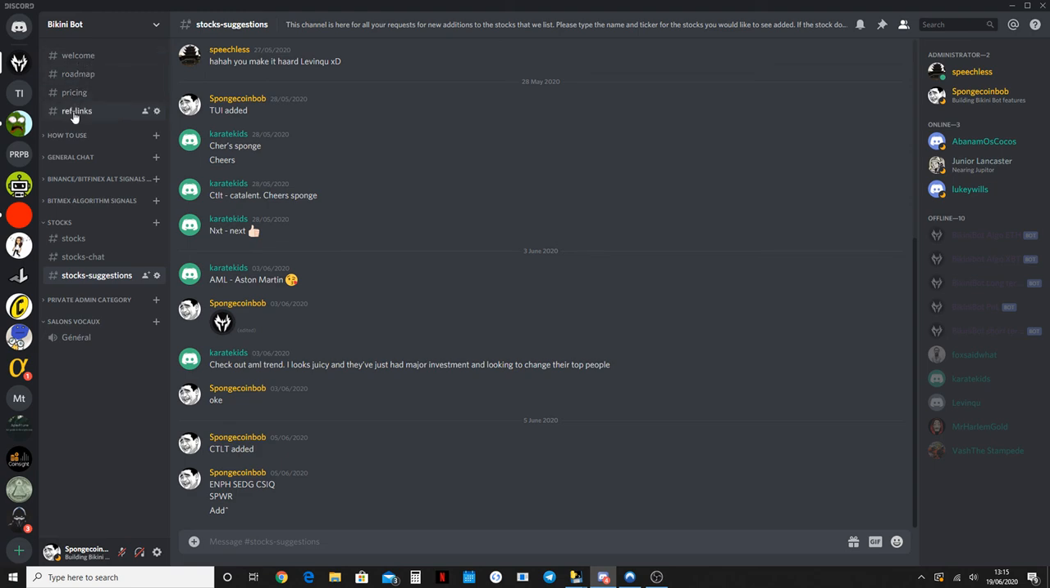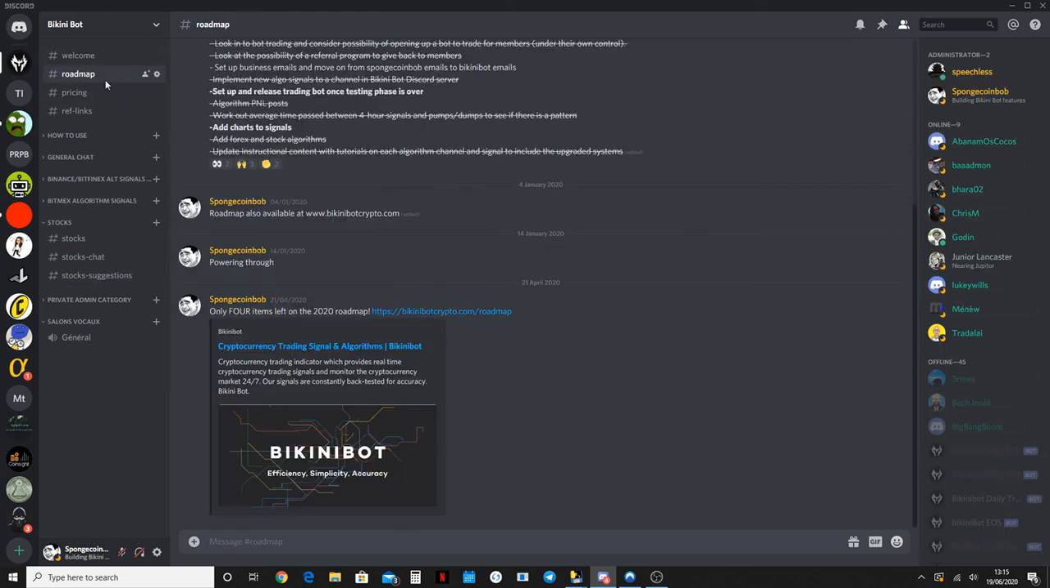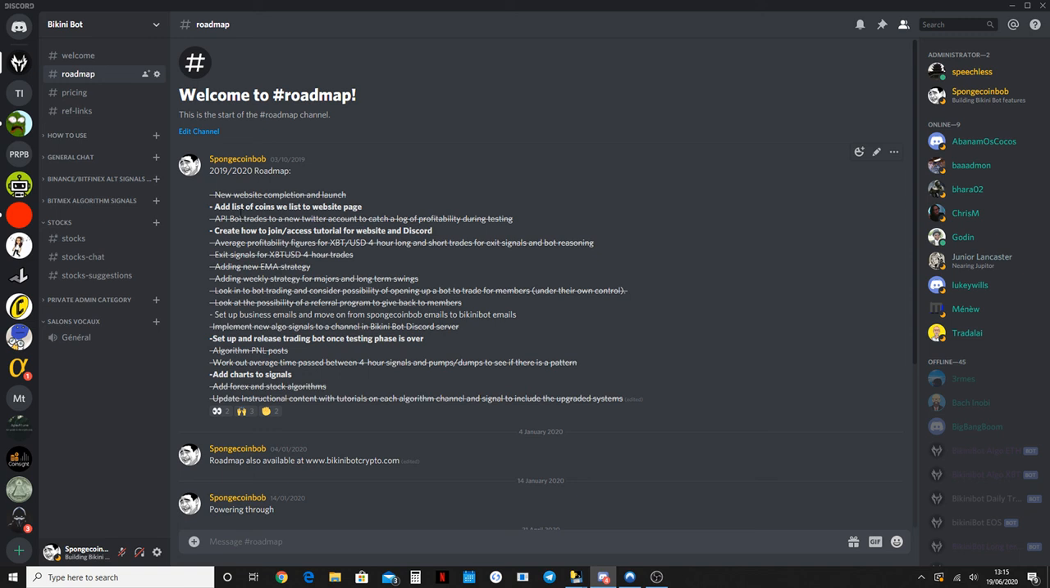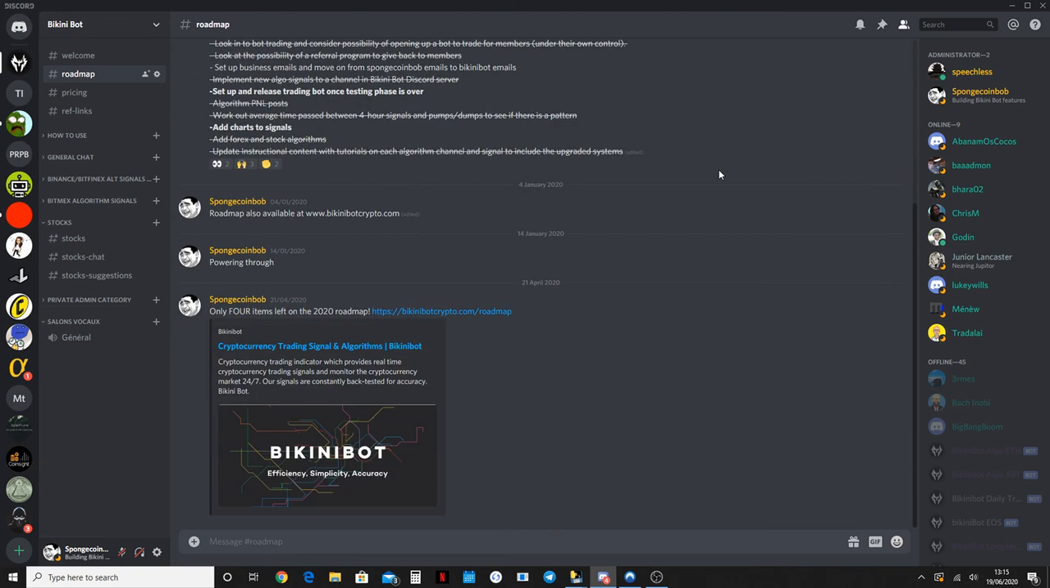We do have these 3 other sections, which is roadmap, where we have our 2019 to 2020 roadmap, and we cross things off as we go. So at the moment we have, I believe, three current things on the roadmap that we need to work on. But other than that, we're ploughing through, and we'll probably add new things as time goes on. And we have the website, which also has the roadmap, so you can find that link there.